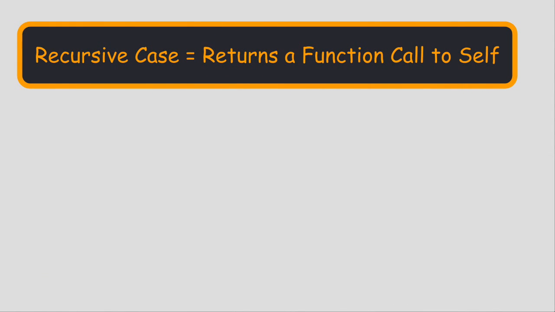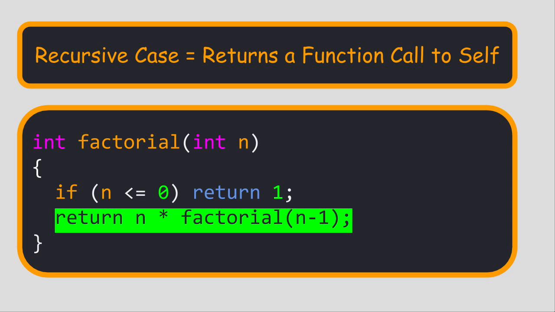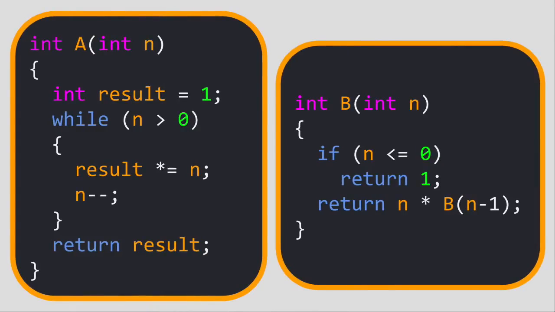In order for a function to be recursive, it needs a special conditional statement called the recursive case. When executed, the recursive case will have the function call itself. The functions below perform the same task, which is computing n factorial. Function A uses iteration or looping, while function B uses recursion.